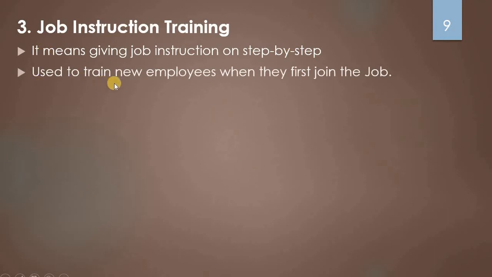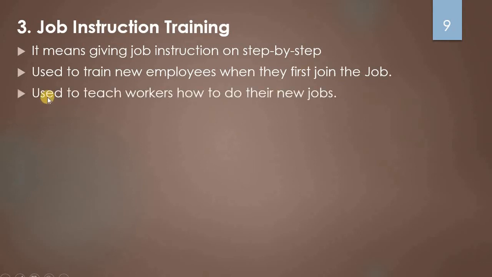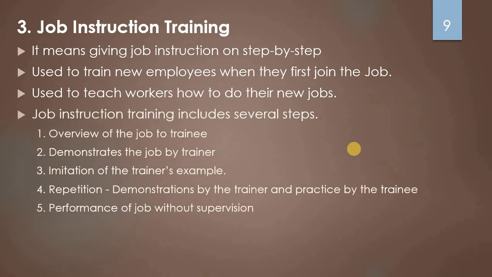It is used to train new employees when they first join the job, because they will not know anything regarding the job that they have to do. It is used to teach the workers how to do their new job, so that there will not be any confusion while doing the job. Job instruction training has certain steps, certain procedures that are followed. There will be one instructor who acts as a trainer, a well experienced person. He will conduct the job instruction training step by step.